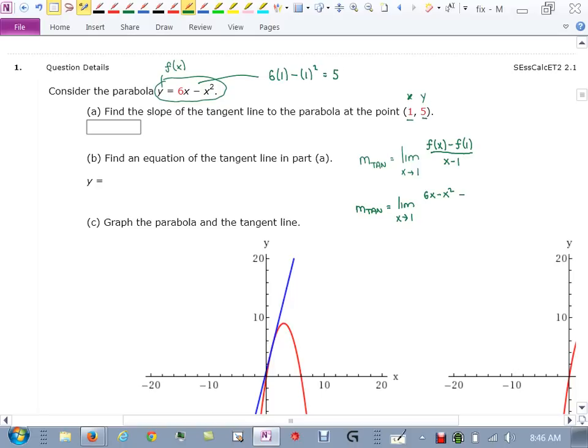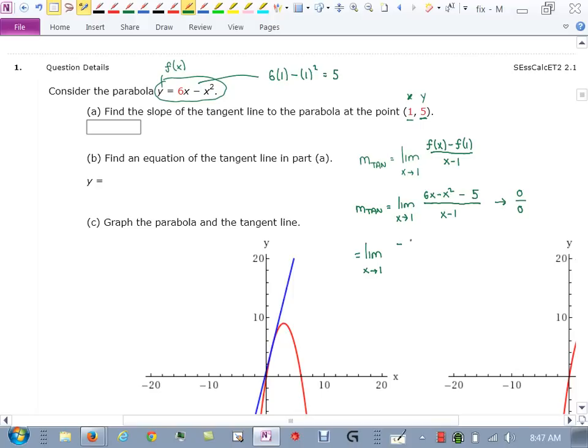Now we could have seen that right here, that when we plug in 1 we get 5. But I'll just show you that you can evaluate it. And then this is all over x minus 1. Now if we were to take the limit right now, we'd still get 0 over 0. If you try and plug in, we would get the form 0 over 0. So we need to do some algebra here. What I'm going to do is take that numerator.